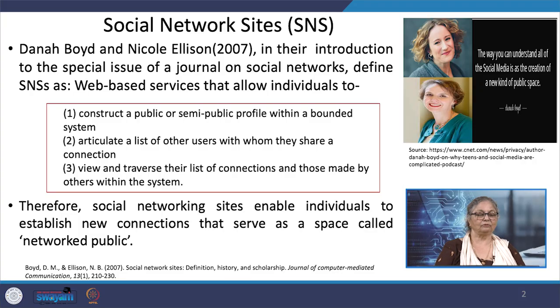Danah Boyd and Nicole Ellison have defined social networking sites as web-based services that allow individuals to construct a public or a semi-public profile within a bounded system, to articulate a list of other users with whom they share a connection, and to view and traverse their list of connections and those made by others within the system. Therefore, social networking sites enable us to establish new connections that serve as a space called networked public.